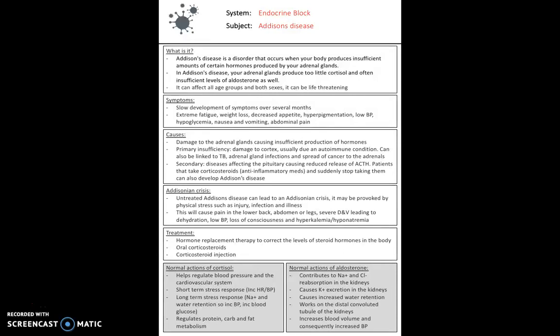Of course, it's important to be aware of the normal actions of cortisol and the normal actions of aldosterone, because in conditions like these, essentially, you're going to end up with symptoms opposite to this. So, for example, if cortisol helps regulate blood pressure and the cardiovascular system, a lack of cortisol means we're going to have hypotension, for example, and this is seen within the symptoms just here. So you can kind of link in their normal actions, and if they're not happening, what's actually going to happen to the body.